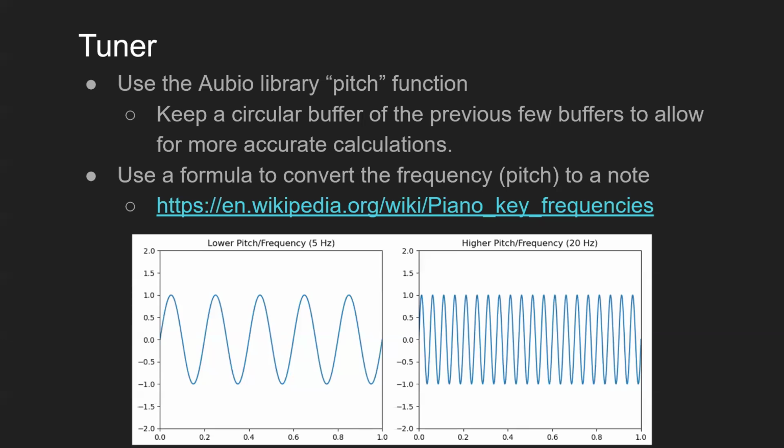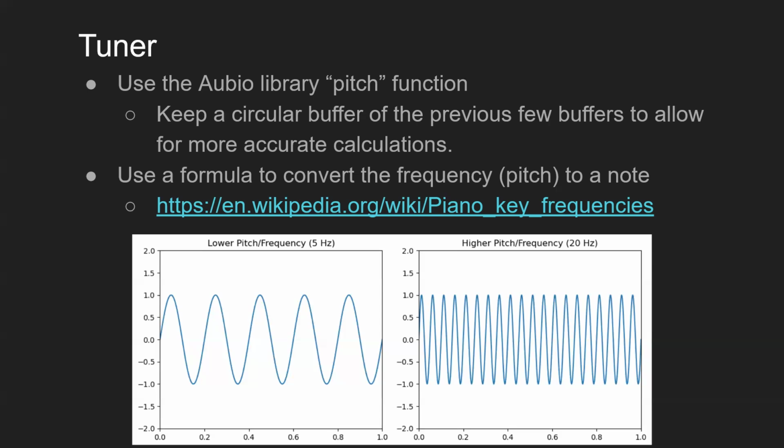That'll give Aubio more data to work with, because it's going to try to compute a frequency off of the audio data that we're giving it. And by giving it more data, we give it a better chance at creating an accurate calculation. I think 2048 was my buffer size. About 8 buffers seem to create enough of a stable tuning. So the pitch function will give you the frequency.